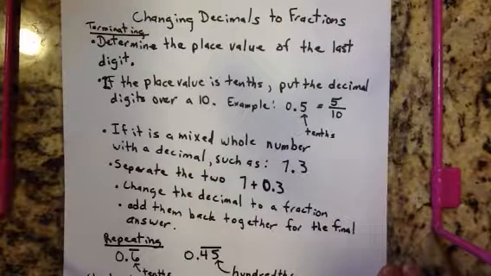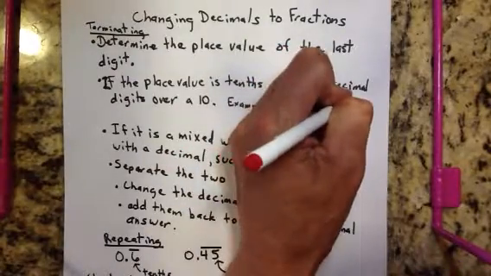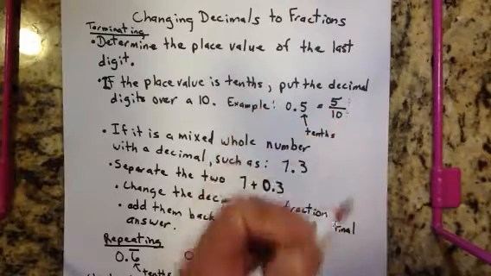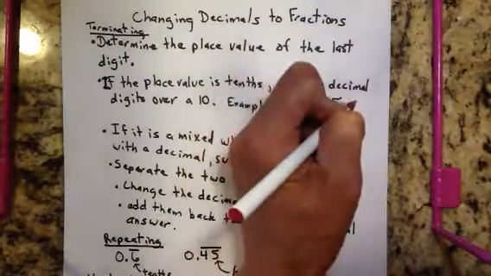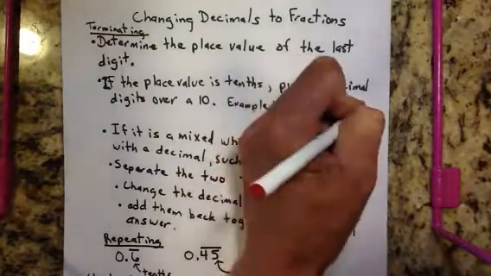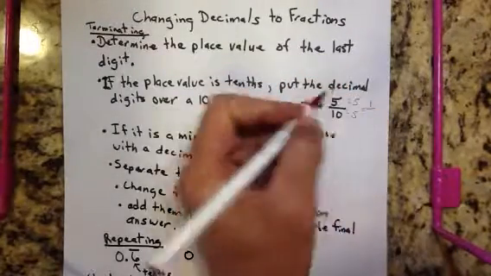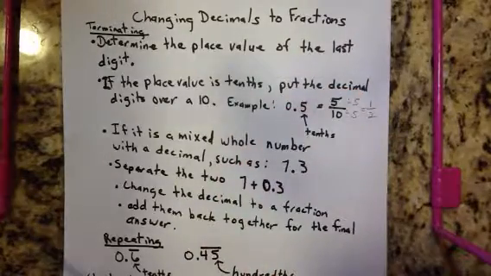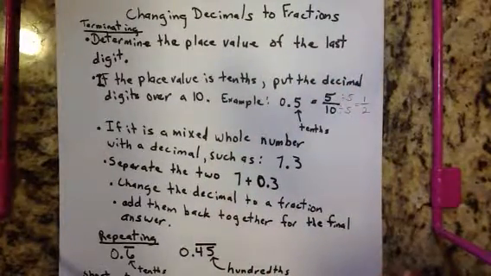And then once you've got it set up, then you can reduce the fraction if necessary. And in this case, you really should reduce it. And so whatever you do to the numerator, you must do to the denominator. We will divide that by 5 and divide the denominator by 5. 5 divided by 5 becomes 1, and 10 divided by 5 becomes 2. So really, 0.5 is equal to 1/2 in fractions.